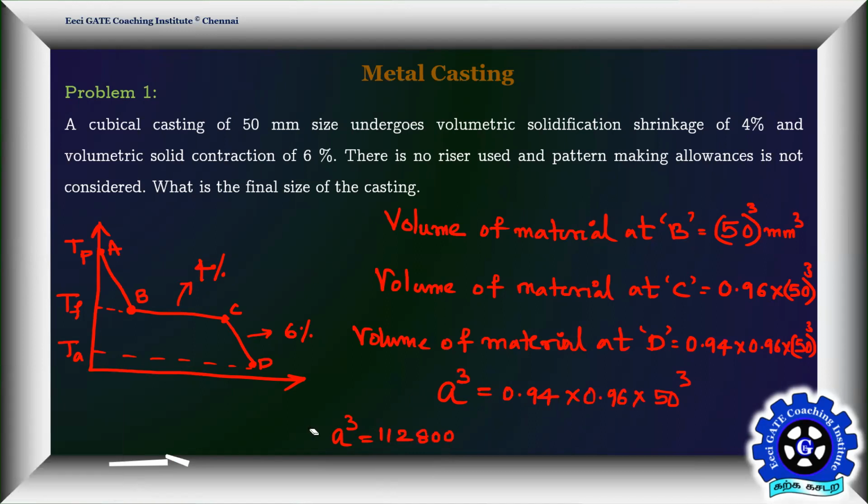I can put a cube root here to get A. Yes, sir. A is how much? Anyone? Cube root of this. 46.47, sir? 46 or 48? 48.32 is the answer. So approximately, according to my answer, it is 48. Cube root, not square root. Cube root is 48.32 mm, approximately.